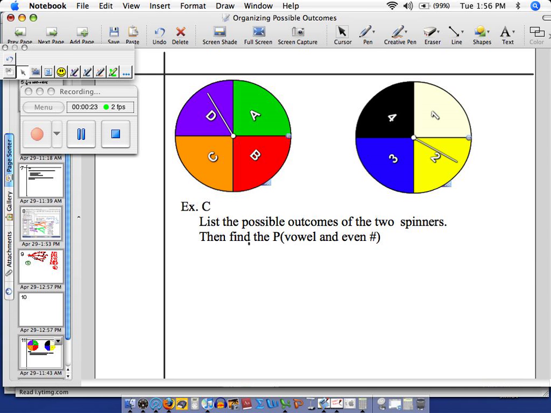Okay, that's one combination. I want to make a list of all the possible outcomes. So the very first thing that the spinner on the left can land on is A. A could then be paired up with one of four choices. The second spinner could be a 1, a 2, a 3, 4. So therefore, the list looks like this. You could get A1, A2, A3, A4.